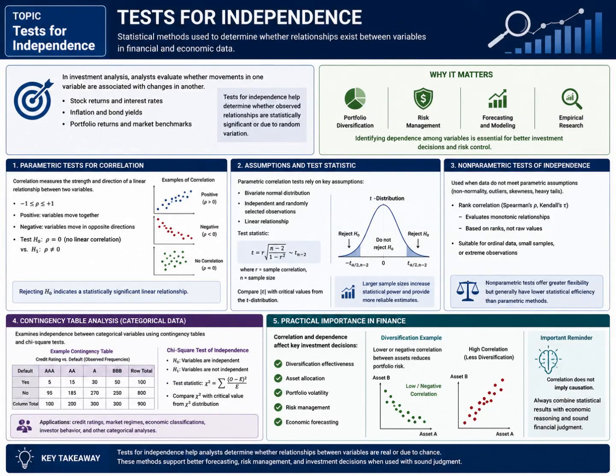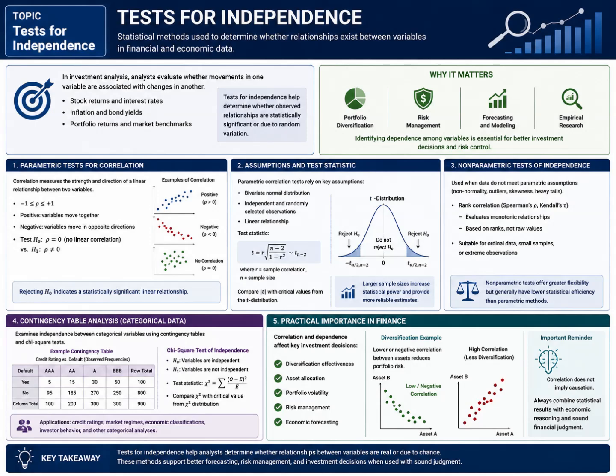Tests for independence introduces statistical methods used to determine whether relationships exist between variables in financial and economic data. In investment analysis, analysts frequently need to evaluate whether movements in one variable are associated with changes in another. Examples include examining the relationship between stock returns and interest rates, inflation and bond yields, or portfolio returns and market benchmarks. Tests for independence help determine whether observed relationships are statistically significant or merely the result of random variation.